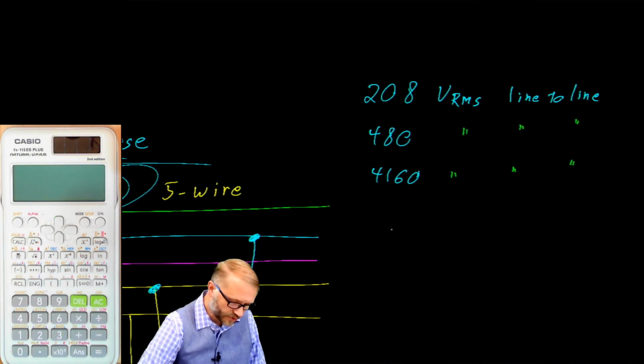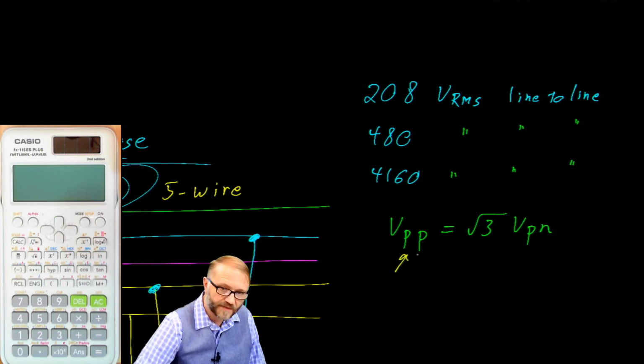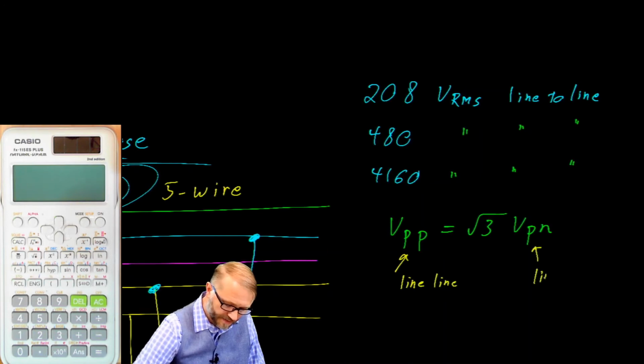Here's an equation you should remember. The voltage phase to phase is equal to root 3 times the voltage phase to neutral. Again, that's phase to phase or line to line, however you want to look at it, and this is line to neutral.